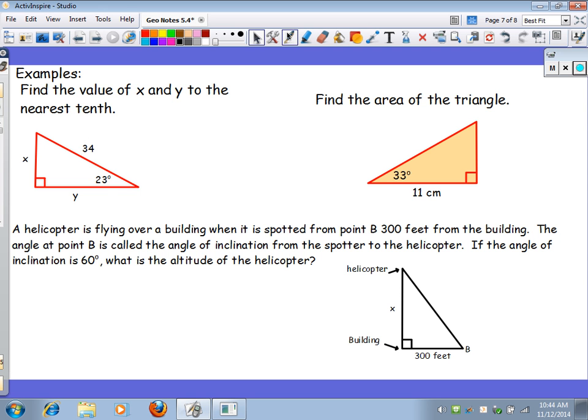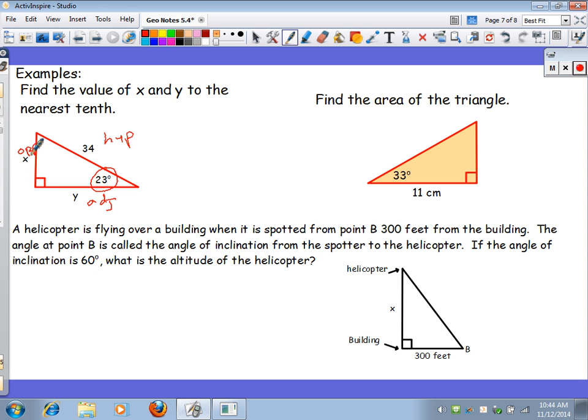Let's circle the angle, 23 degrees. Across from it would be my opposite side. Next to it, touching it, would be the adjacent. That's the leg that touches. The hypotenuse also touches, but that has a special name, hypotenuse. Let's solve for x first.